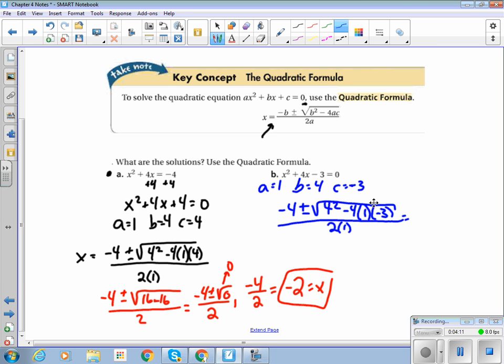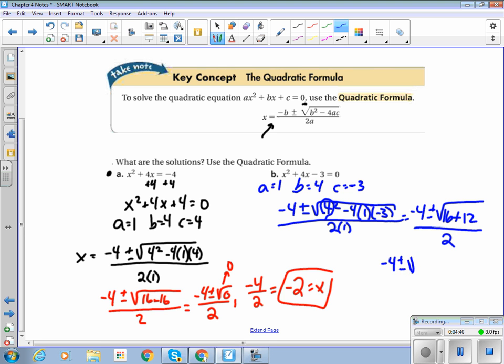Simplify everything down. Be careful when you have this B squared. If B is a negative, negative times negative is a positive. So just be careful that your B value, when you square it, should always come out positive. So we get negative 4 plus or minus the square root of 16 plus 12, because I had a negative 4 and I have a negative 3. Negative times negative is positive. 2 times 1 is 2.